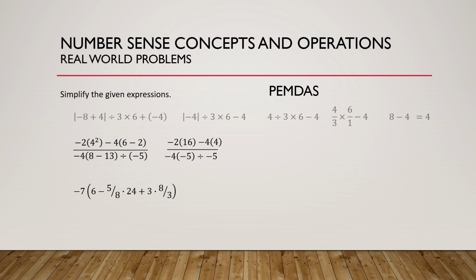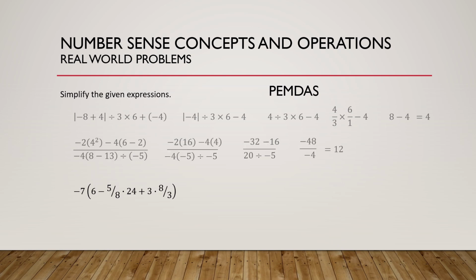Next, we do the multiplication operation. Negative 2 times 16 is negative 32. Negative 4 times 4 is negative 16. And negative 4 times negative 5 is positive 20. Now the numerator is left with negative 32 minus 16, or negative 48. And the denominator is 20 divided by negative 5, which is negative 4. Lastly, negative 48 divided by negative 4 equals positive 12.